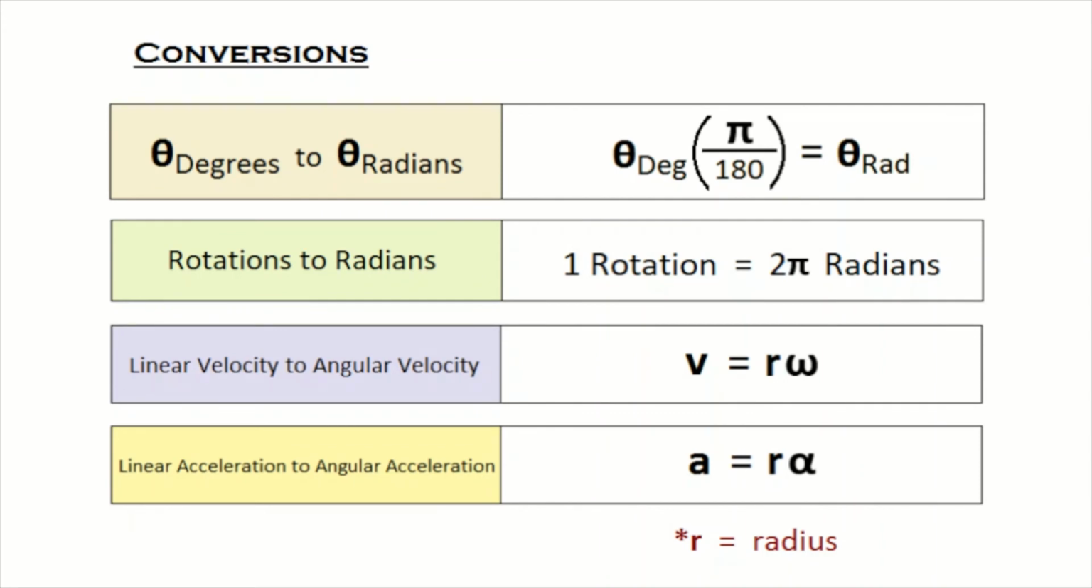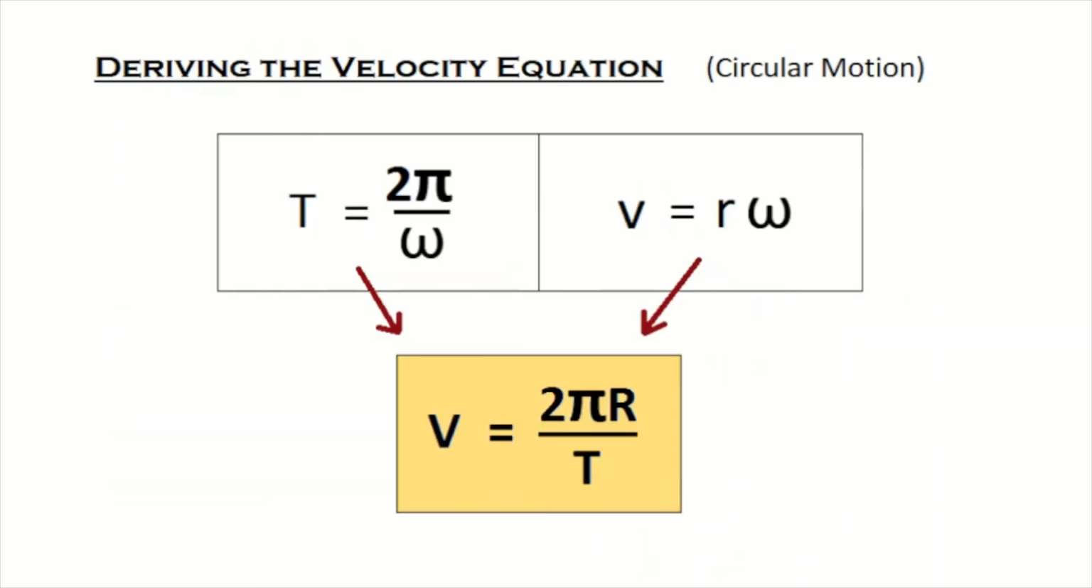Back in our circular motion unit, we discussed our velocity equation as circumference divided by period. We built this equation through our conceptual understanding of circular motion and constant speed. But now that we've gone over our conversion between linear velocity and angular velocity, we can use that with our period and angular velocity conversion to build the equation through substitution. I just wanted to show you an additional way to build the equation at the bottom of your screen.